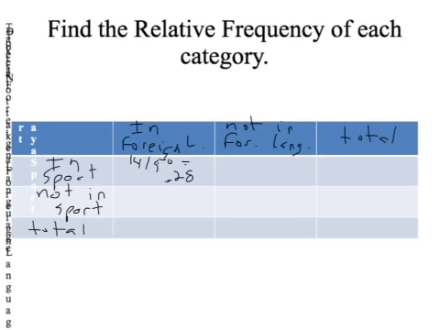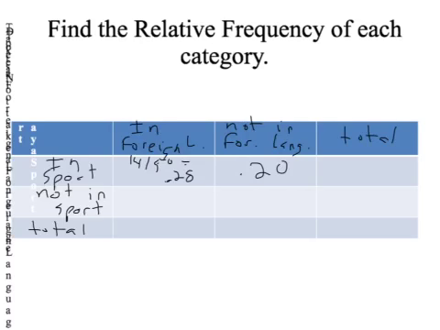Let's keep going. There were 10 students that were in a sport but not in a foreign language, so I would do 10 divided by 50, which would give me 0.20. Then you can add those together to get the total. 0.28 plus 0.2 would be 0.48. Or you could also divide that number by 50, so we get the same answer.